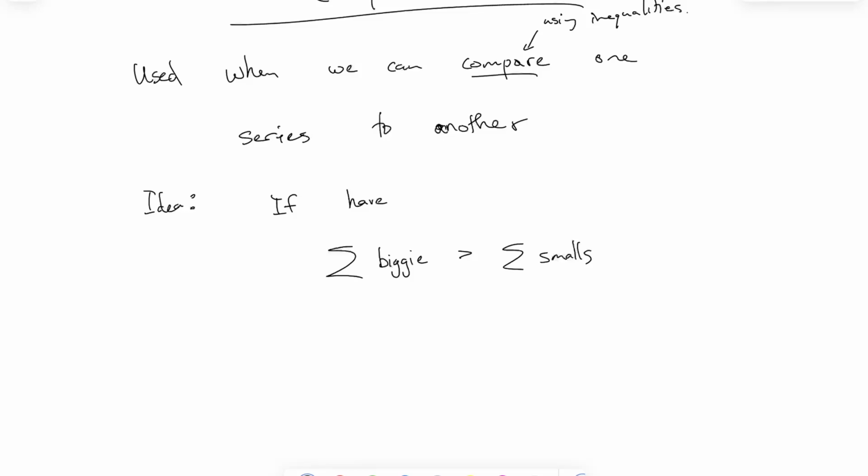Check it out. Wouldn't you agree, if the bigger one converges, like if the bigger one is not infinity, then the smaller one also is not infinity, right? Because obviously you can't have the smaller one be infinity while the bigger one is not infinity, right? So the idea here is, if the bigger one converges, then the smaller also converges.